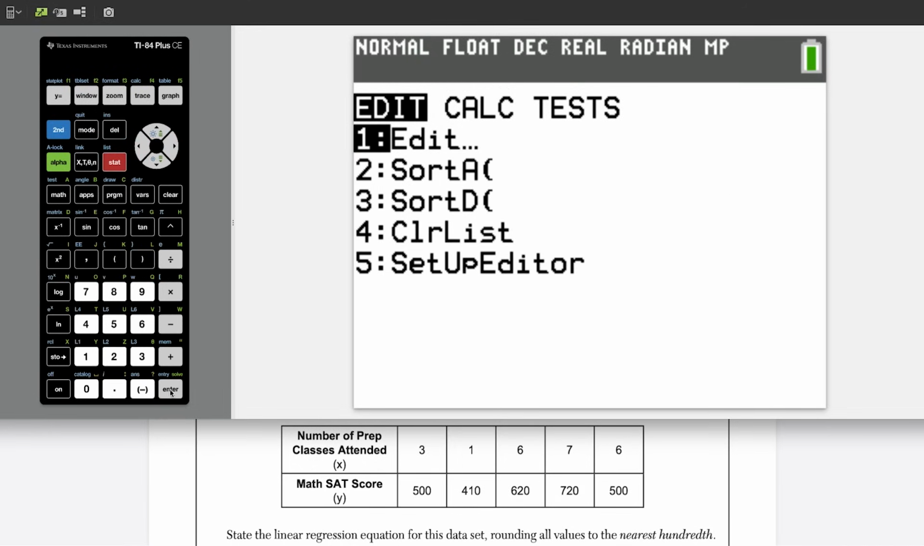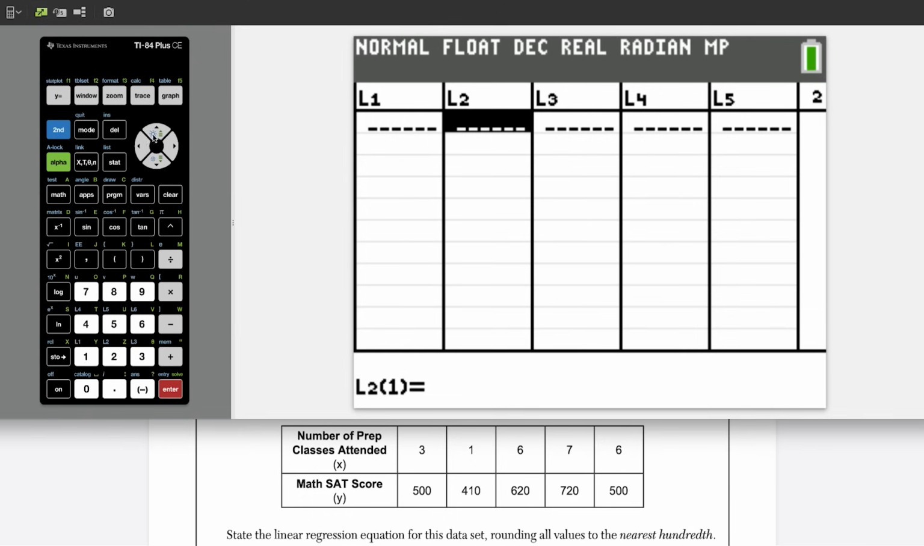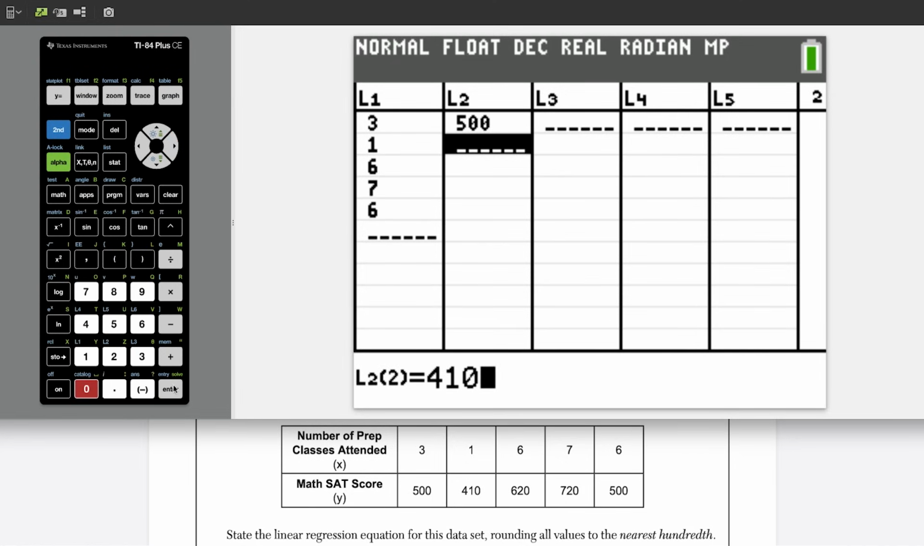So I'm going to go to stats, edit, and for our L1 column here, we're going to type in the X values. We have 3, and then we have 1. Let's see, we have 6, 7, and then another 6 like this. And then I'm going to go to the L2 column and write in the corresponding y values. So for the first entry here, we had 3 and then 500. And then afterwards, we had 410. We had 620. And then after this, we had 720. And then 500. Okay, so here are the values all entered.